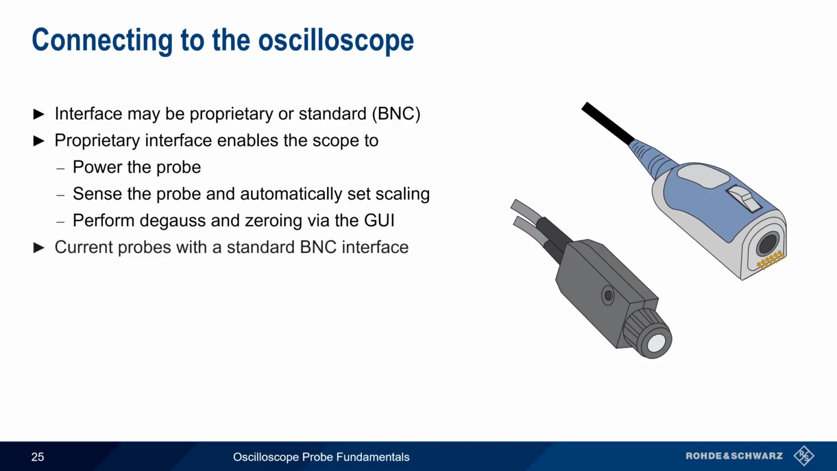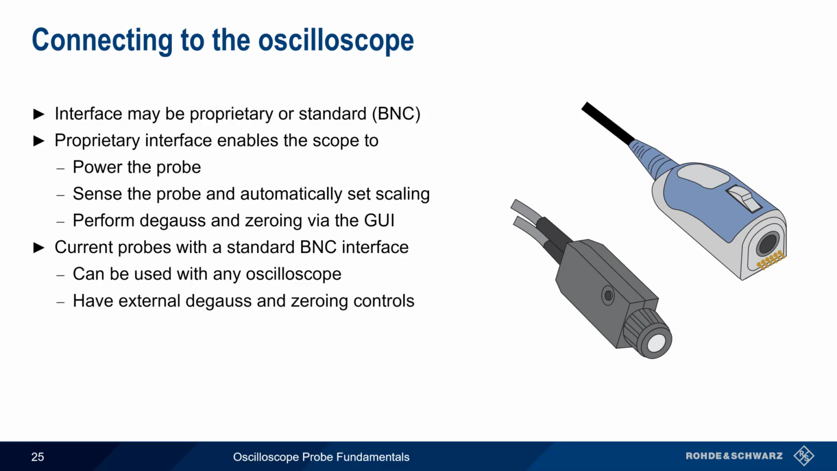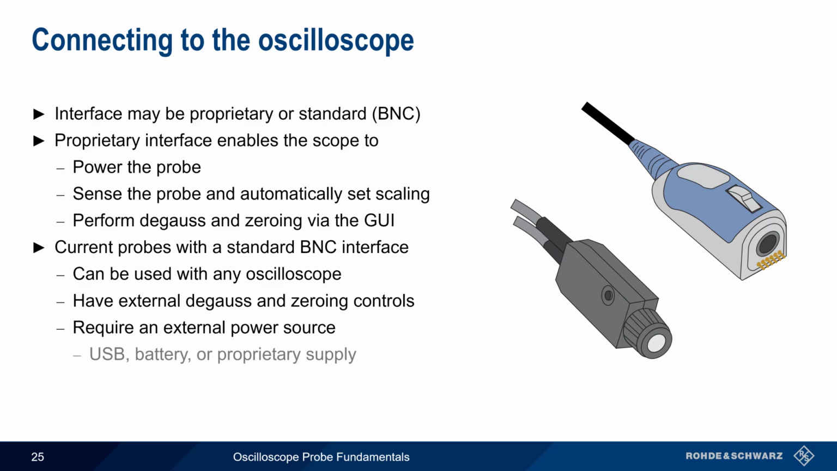On the other hand, current probes with a standard BNC interface can be used with any oscilloscope. They have external physical controls for degauss and zeroing, but require an external power source. This can be a USB connection, an internal battery, or a proprietary external supply or connection.